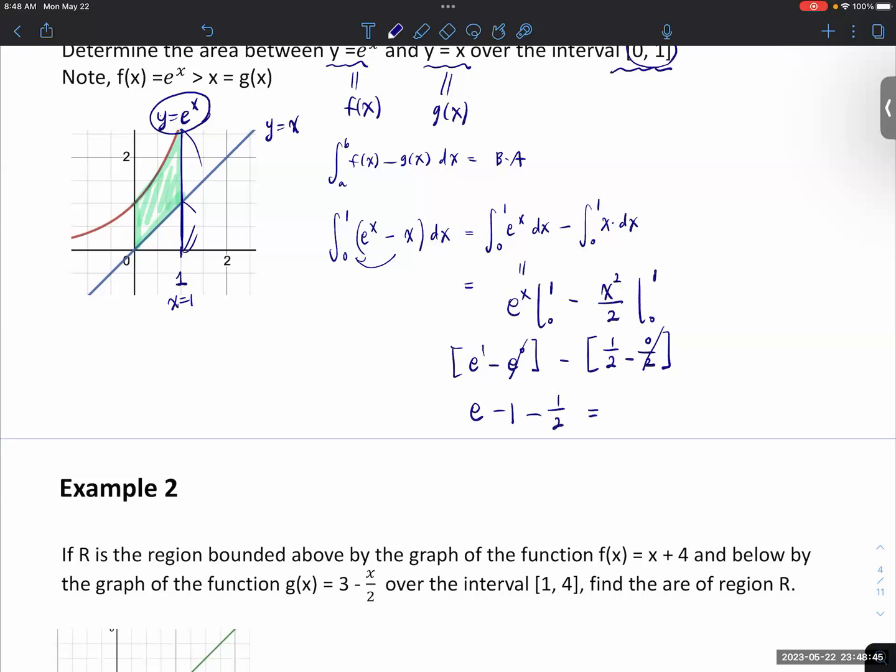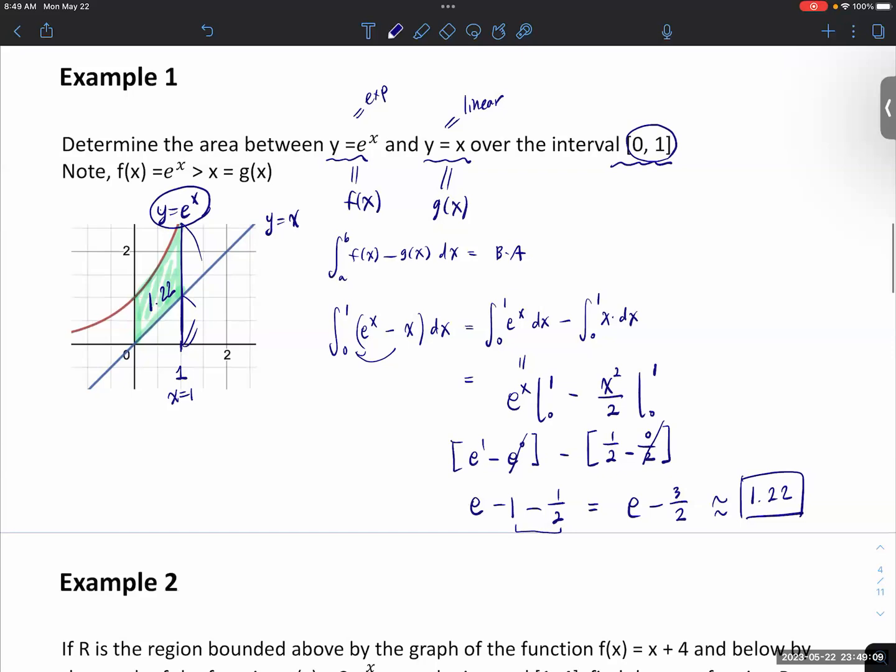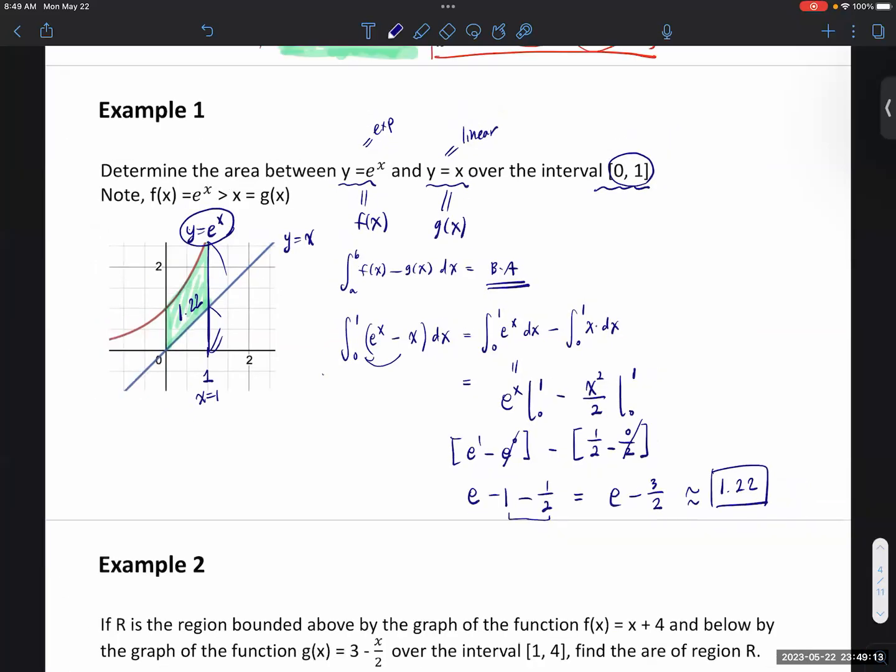If you subtract these two, you can find the common denominator, which is a 2, and then you will get e minus 3 over 2. You can convert it to a decimal. It's going to be about 1.22. So this is the area between two functions, e to the x and x. That's how you find the area between two curves. Okay, so that's the example.